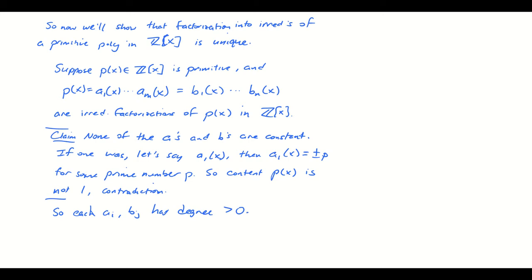Now if I know that they all have degree greater than 0 and they're irreducible over the integers, then they also have to be irreducible over the rationals. That's a theorem that we have. So since each ai of x, bj of x is irreducible over Z, it is also irreducible over Q.